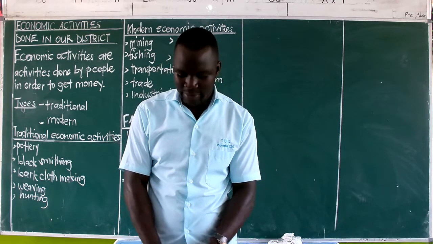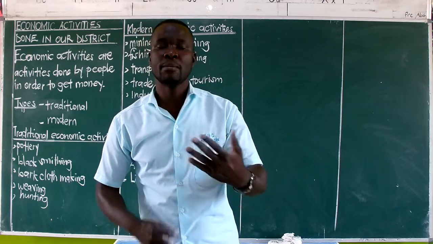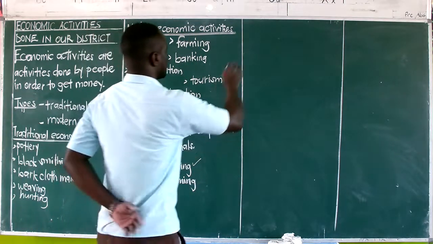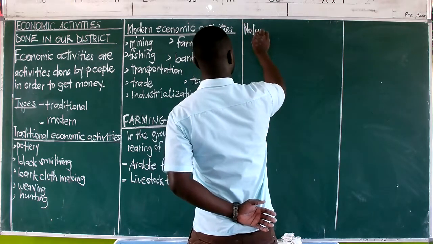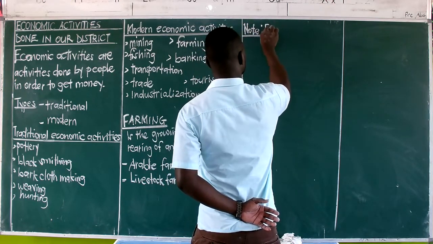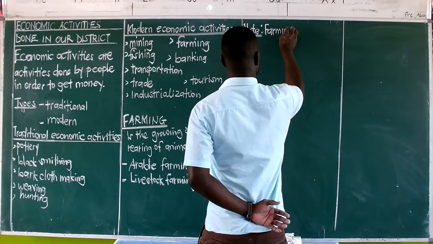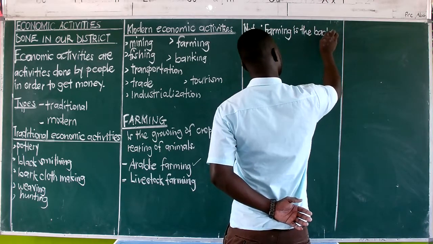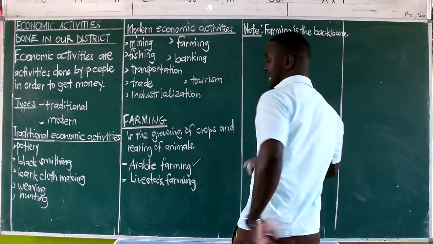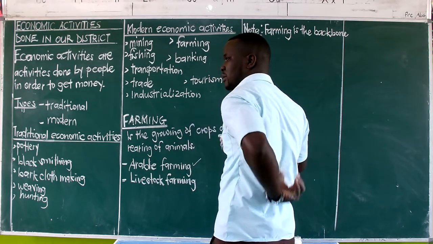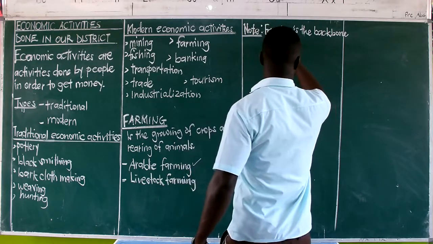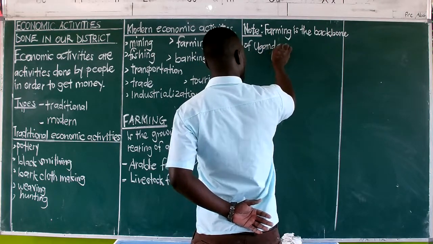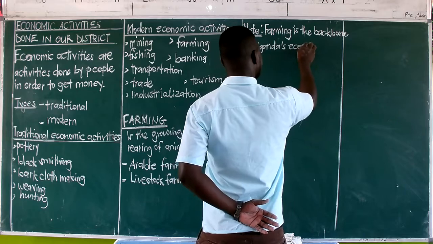We are going to look at farming being considered as the backbone of Uganda's economy. That's what I want us to understand here. Farming, we can put a note here. I want you to write this note on that page. You say farming is the backbone. I hope you know the backbone, like you have a backbone. This is what we call the backbone. So you'll find that farming is considered as the backbone of Uganda's economy.